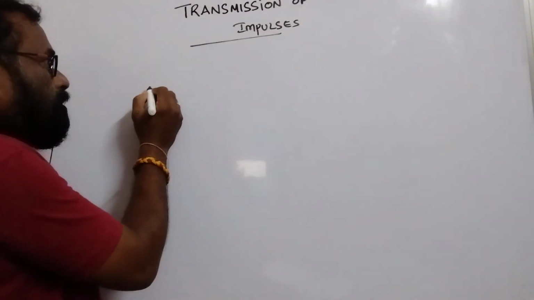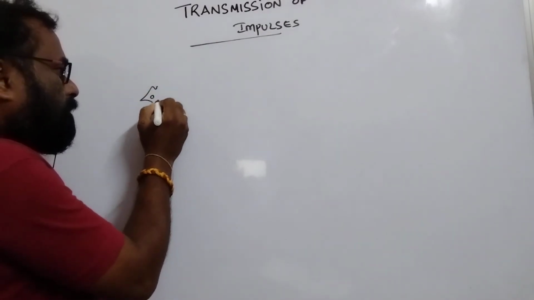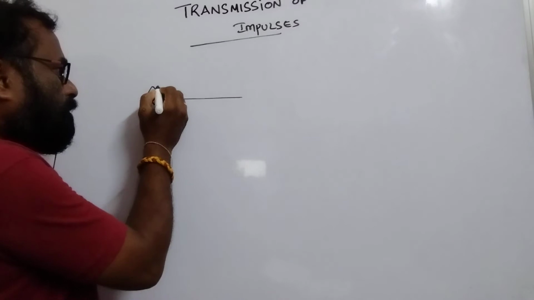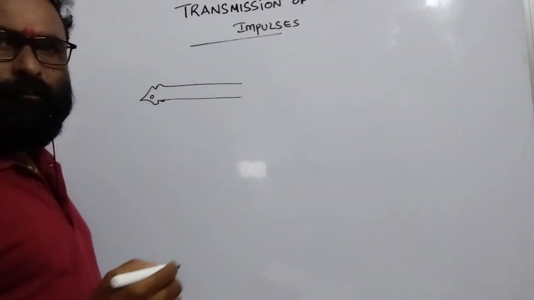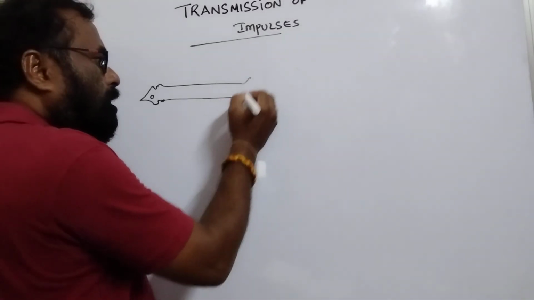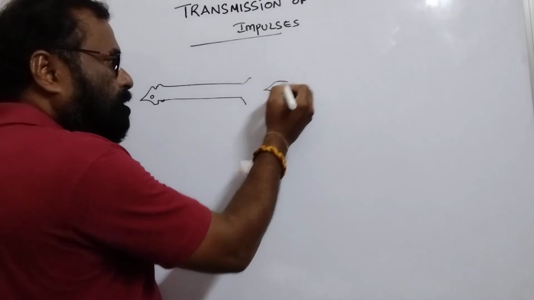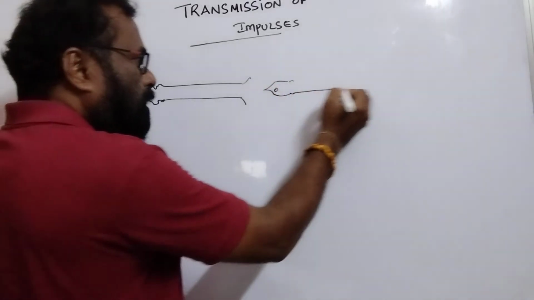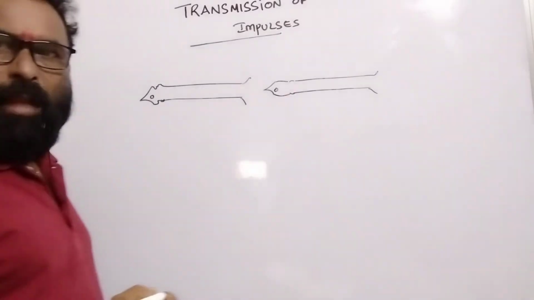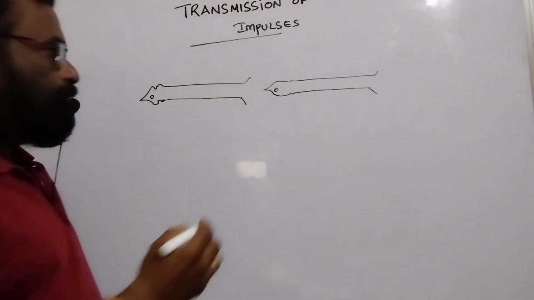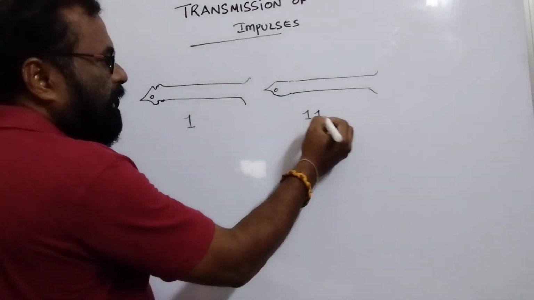I am taking one neuron. I draw it on the blackboard. This is neuron 1, and I am taking another neuron. So on the blackboard I draw two neurons. This is the first neuron. This is the second neuron.